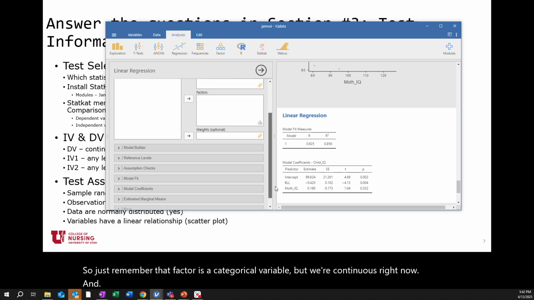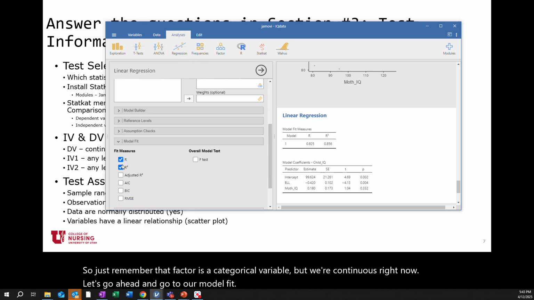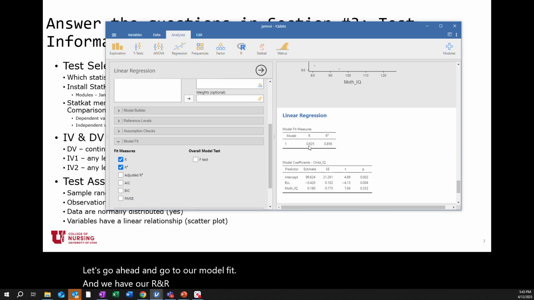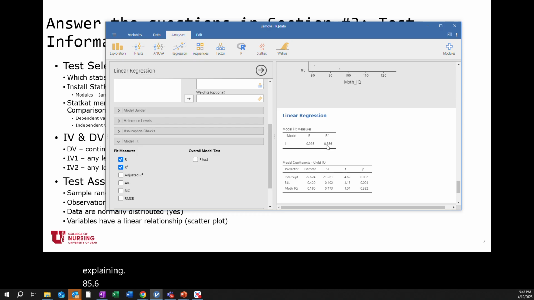Let's go ahead and go to our model fit. And we have our R and R squared. So we have a model, we have R and then R squared. So we're explaining 85.6% of the variance in our outcome variable with our predictor variables.